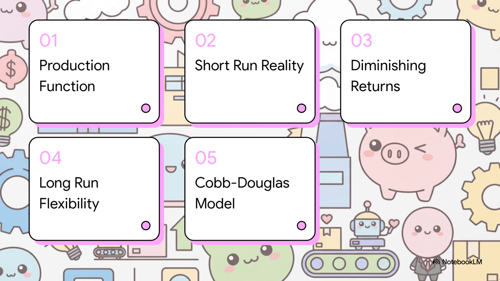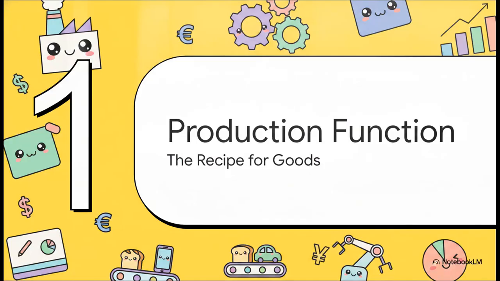Here's our roadmap for today. First, the production function. Second, the short-run reality. Third, the law of diminishing returns. Fourth, the long-run flexibility. And finally, number 5, the Cobb-Douglas model. Let's kick things off with section 1, the production function.